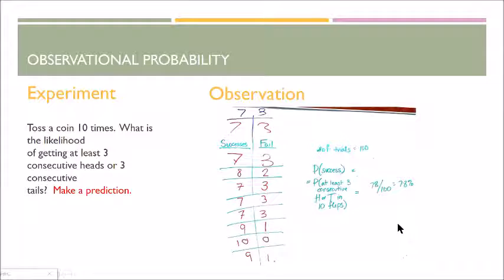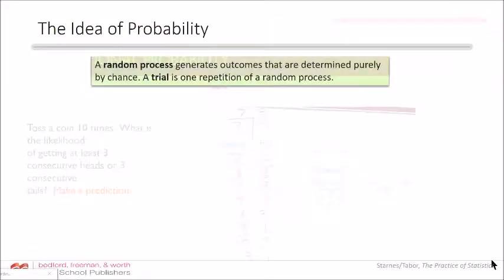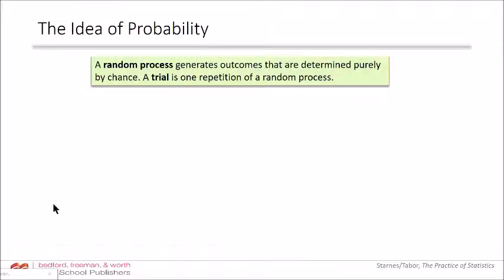Now, observational probability is great. It can give me a starting point, but this is time consuming. This took my students a long time, and 100 trials is great, but more is always better. So it would take even more time to do more trials. So what are our other options? Well, before we get into simulation, let's talk a little bit more about probability.